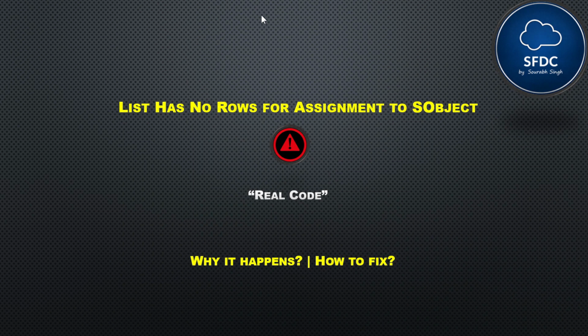In today's video, we are going to discuss another common Salesforce Apex error, that is, "List has no rows for assignment to SObject". This error is very common when working with SOQL queries, especially for beginners. So let's understand what it means and how to fix it.